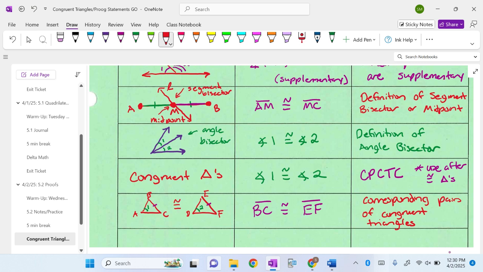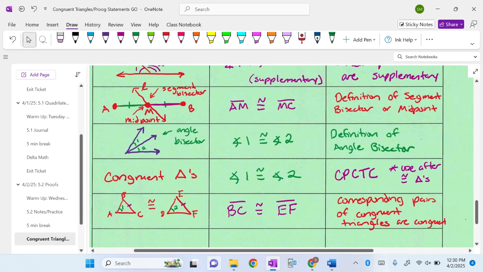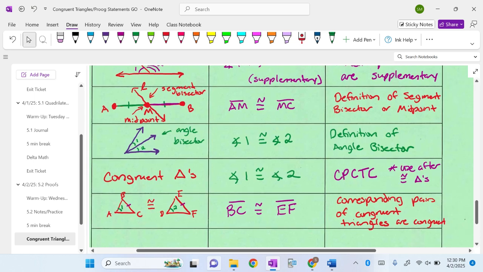CPCTC, corresponding parts of congruent triangles are congruent. That's the other C. So if the triangles are congruent, any of the corresponding parts, meaning angles or sides, are also congruent. I forgot the "are congruent."